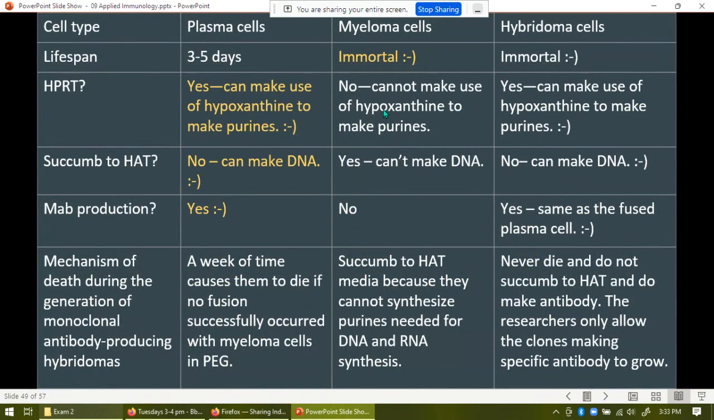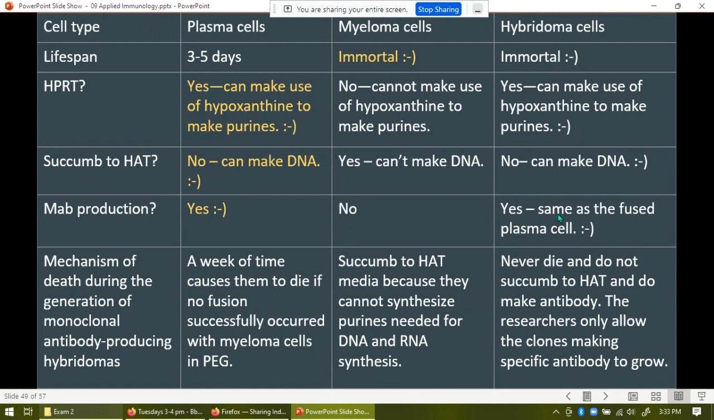So this is a summary table of the positives of each of the cell types. Plasma cells only live 3 to 5 days, but myeloma cells are immortal. Plasma cells have the HPRT enzyme, and so they can make purines. Myeloma cells do not, they die. Plasma cells don't succumb to the HAT medium, and they do make the monoclonal antibody for you, whereas myeloma cells die in the HAT medium and they don't make antibody.